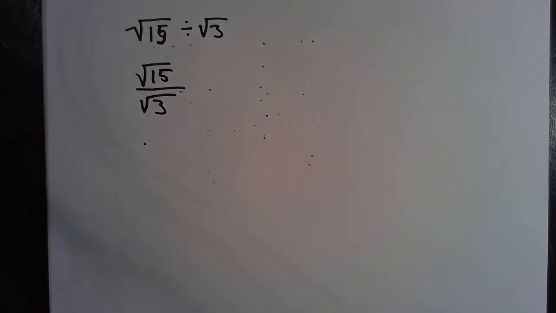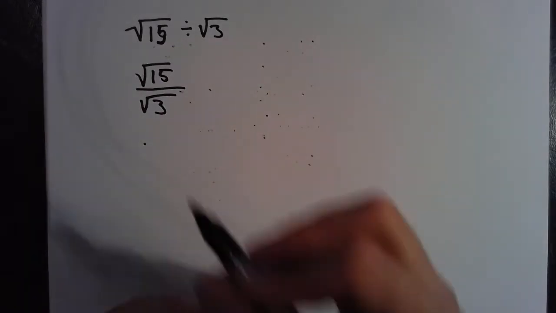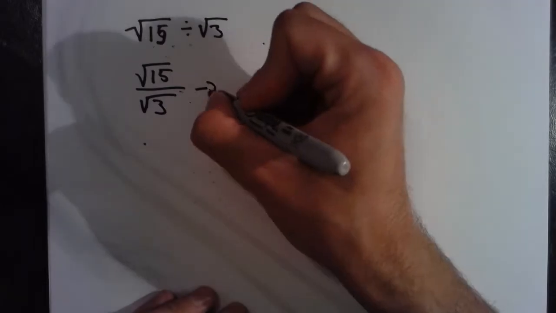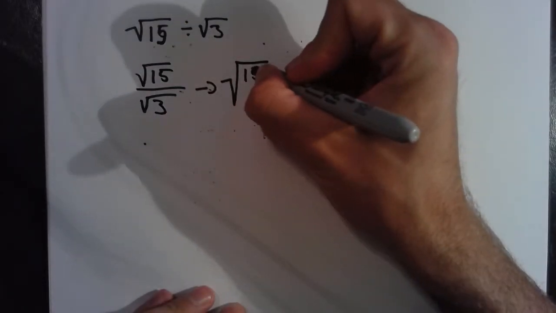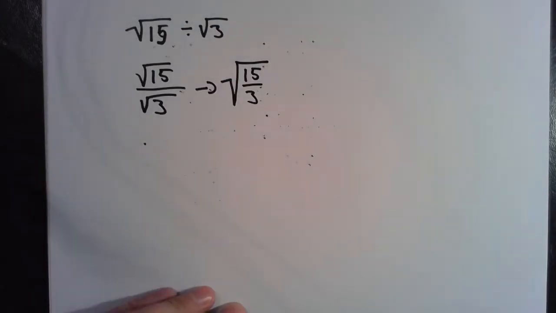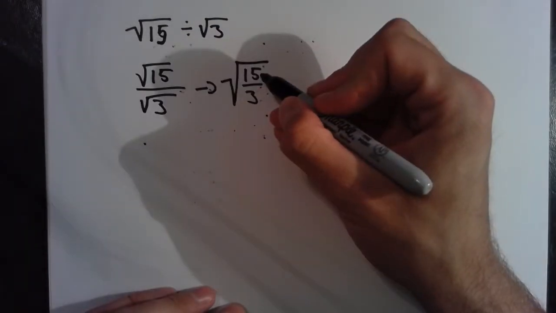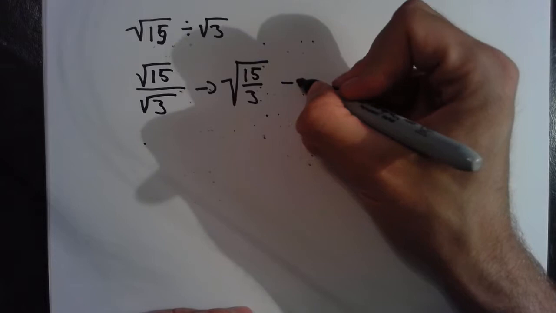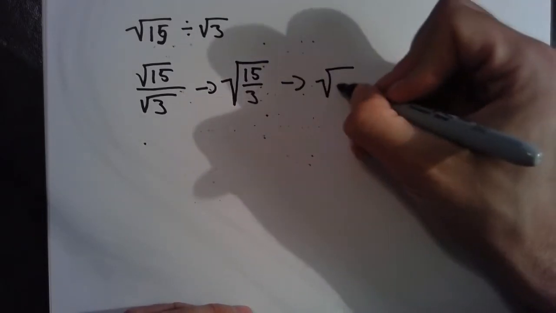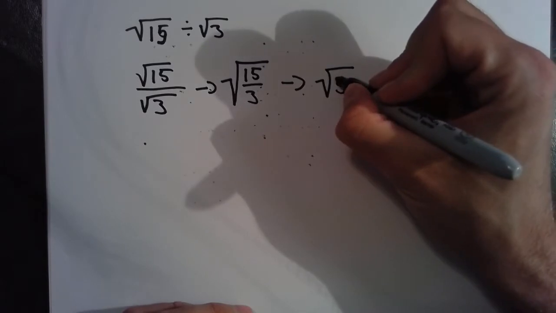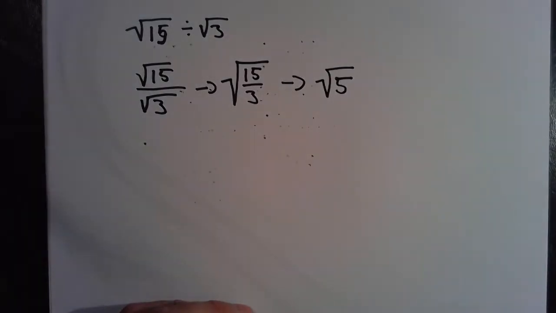Now if you go back to the rules video, you will see that this can also be written as the square root of 15 divided by 3. So now we need to work out 15 divided by 3, which is 5. So the answer is the square root of 5. And that's how we have simplified that question.